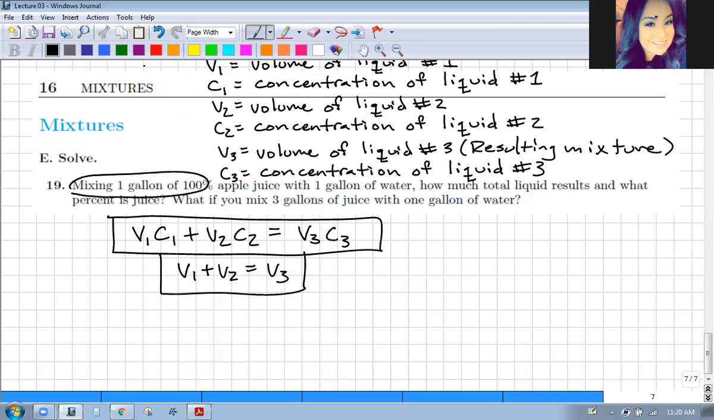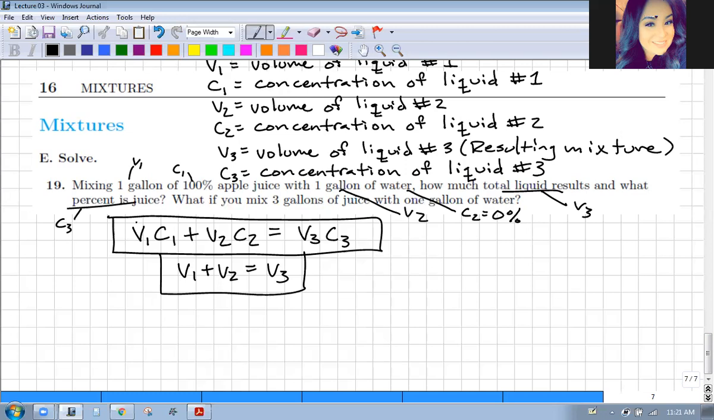We're mixing 1 gallon of 100% apple juice, so this is V1. This is C1. We're mixing it with this. This is V2. Water means C2 is 0% because it's 0% juice. How much total liquid results? That's V3, the resulting volume. And what percent is juice? That's C3. So let's plug in our numbers.